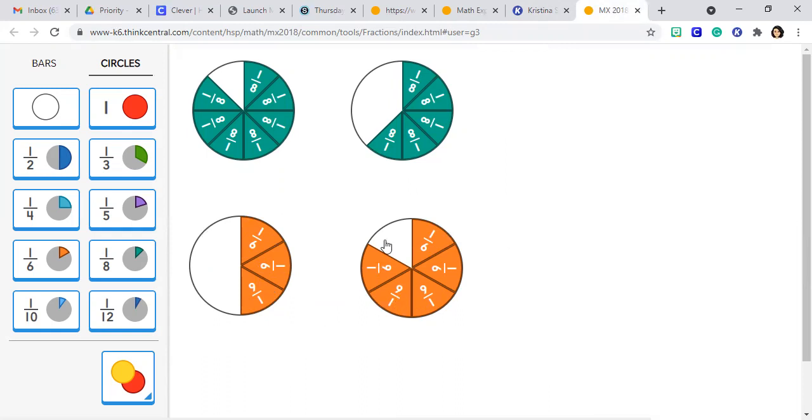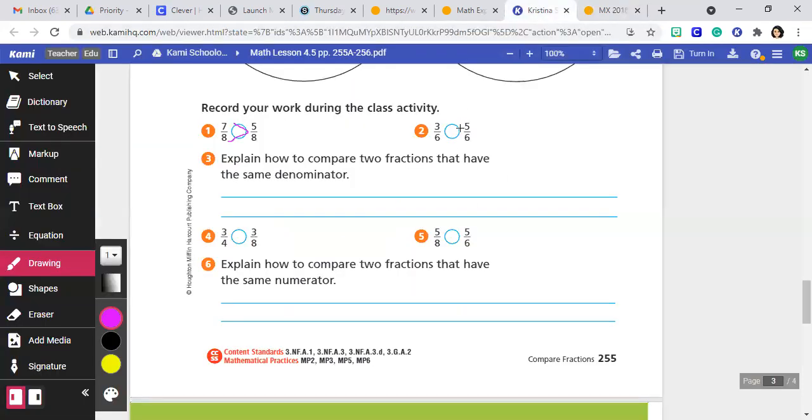Well, the shaded in region over here covers more area, so I'm going to agree with those of you that are thinking that 5/6 is greater than 3/6. The order that this is in has 3/6 listed first. So our symbol is going to open up towards the greater value. And so I'm going to put it in here and I'm going to open it up towards the 5/6. The way that we read this is 3/6 is less than 5/6.